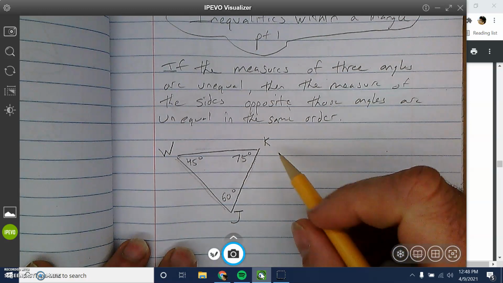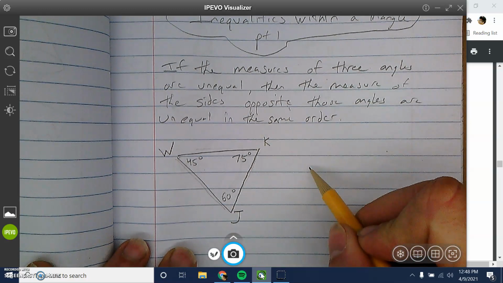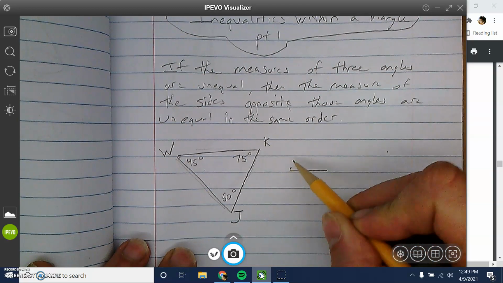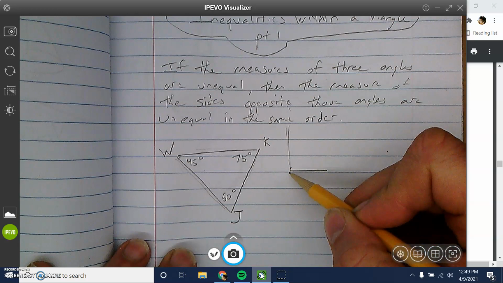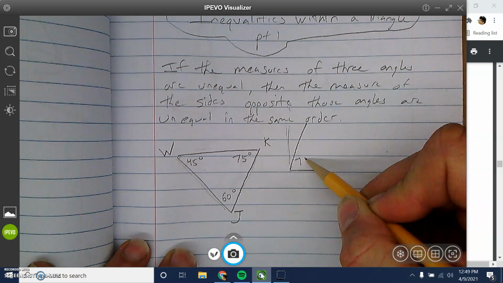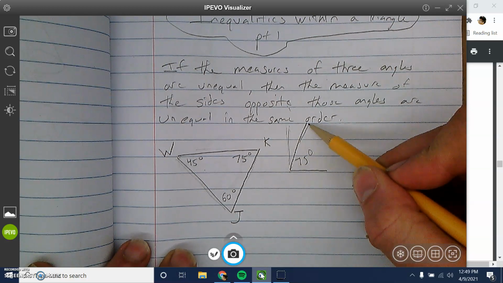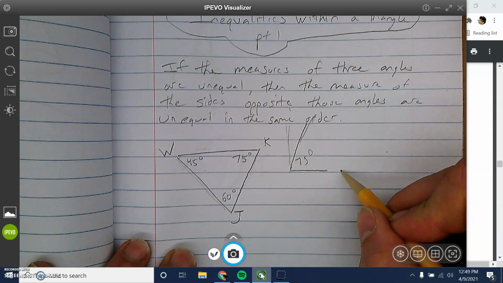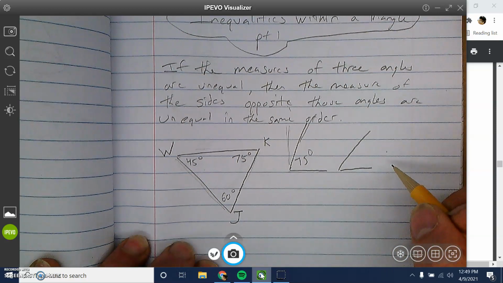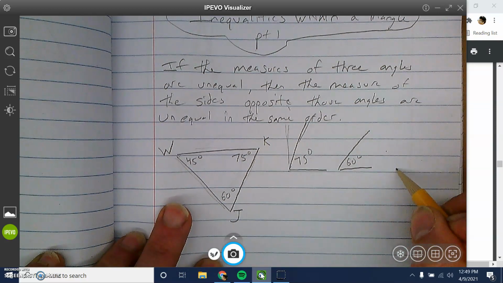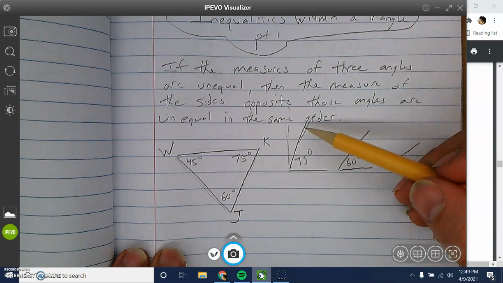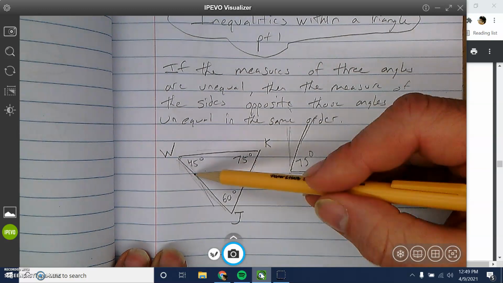So what does that mean? Let's take a look. We have a 75-degree angle. That's a 90-degree angle, so 75 is like up here. So this is a 75-degree angle, let's say. Write this down with me. This is a 60-degree angle right here, and then a 45 would be even smaller than that.